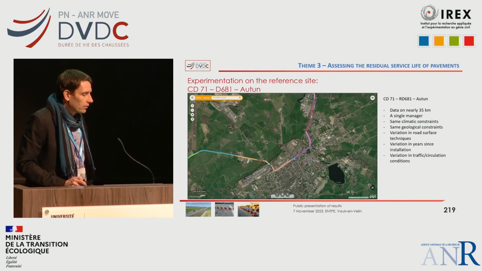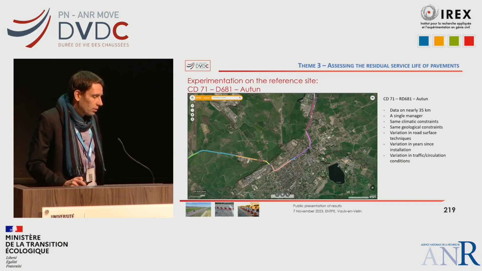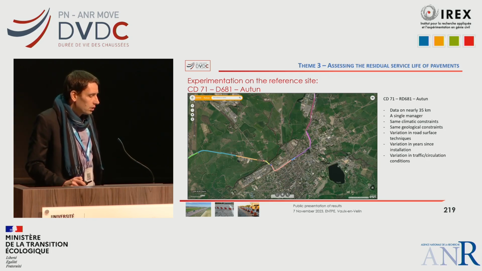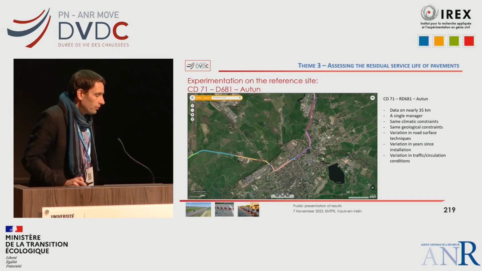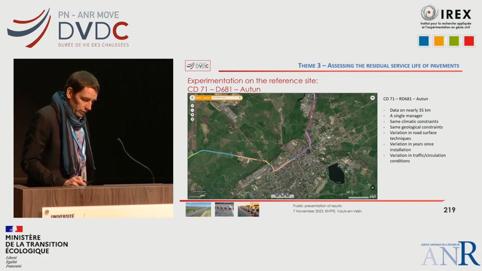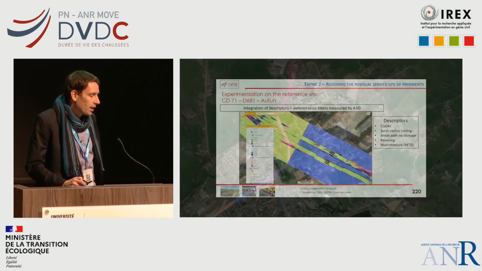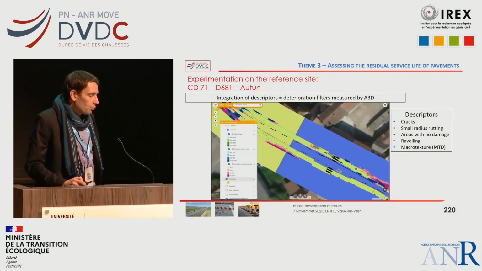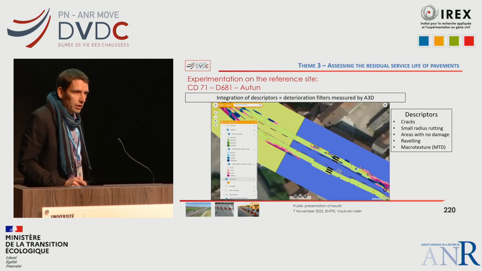We were able to practice on a test site. It's called the RD681 at the level of Autun in the Saône and Loire département of France, because with this portion of the road, we had lots of data, lots of information. The operator was available to help us. We had plenty of geological data as well. So I repeat, that way we were able to perform a test on this section with different types of courses as well. This is just to give you an idea of the results that we were able to achieve.